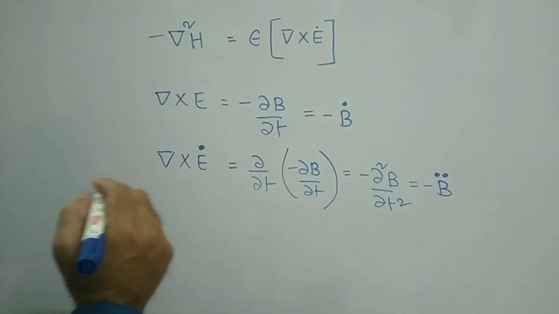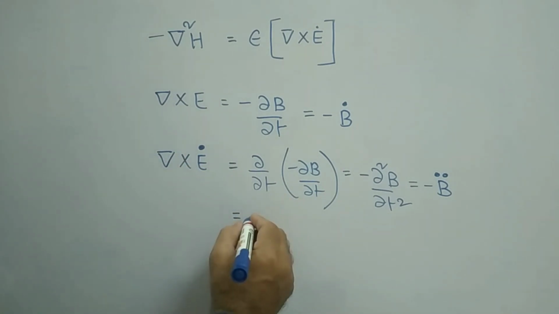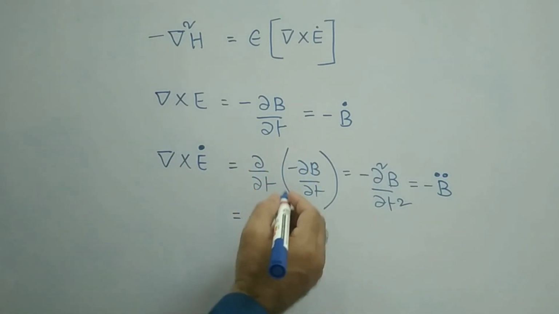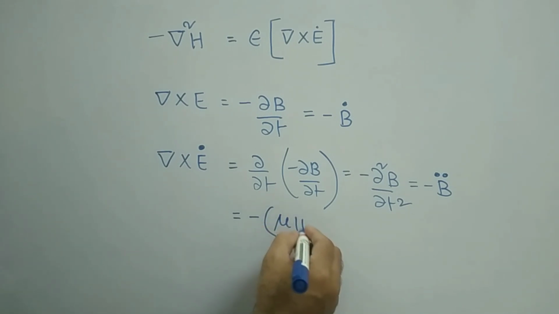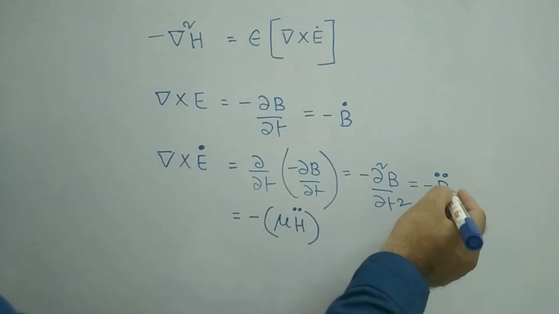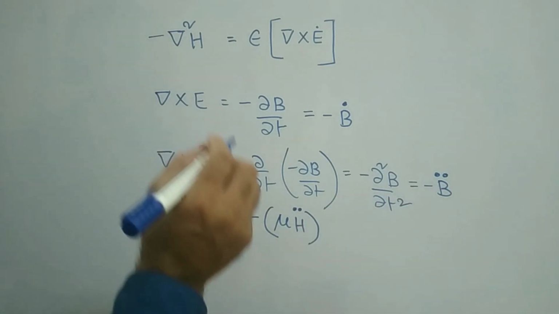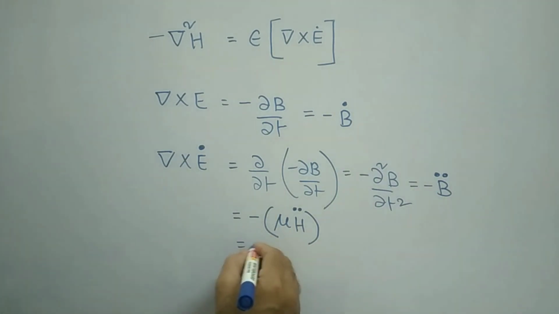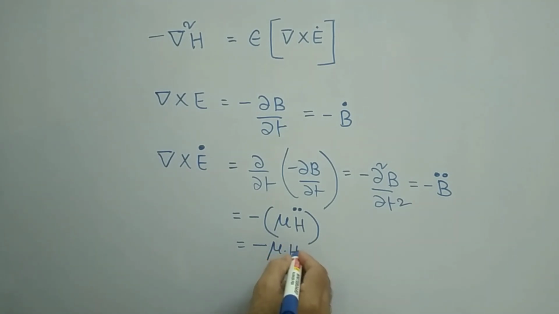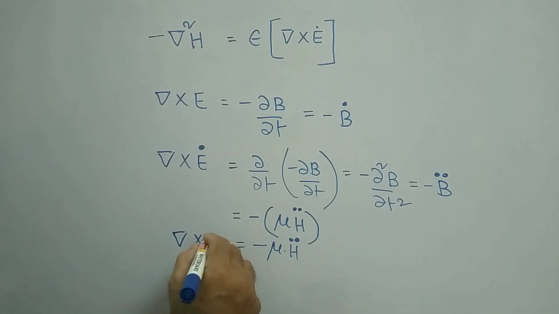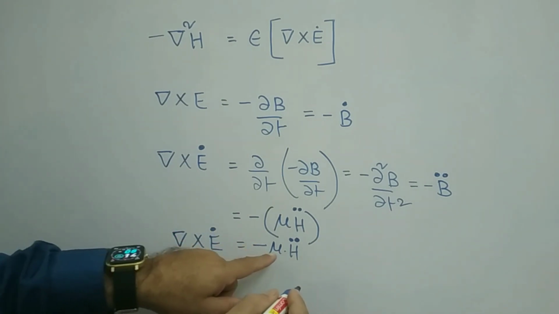Therefore, this further can be written as minus. In place of B, what can you write from the constitutive identities? B is equal to mu H. Therefore, mu into H, and the same double dot comes here also. Because B is equal to mu H, I am substituting. Mu is the permeability, which is constant. Therefore, it becomes mu H double dot. So del cross E dot is equal to minus mu times H double dot.